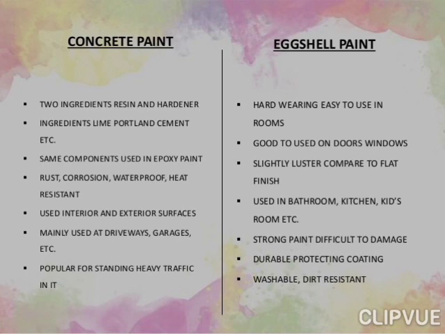In case of eggshell paint, these are hard wearing and are easy to use for rooms. These are also used on doors and windows. These have slightly more luster compared to flat finish. These are basically used in bathroom, kitchen and kids' room. These types of paints are strong and difficult to damage. These are durable protective coating. These are washable and are dirt resistant.